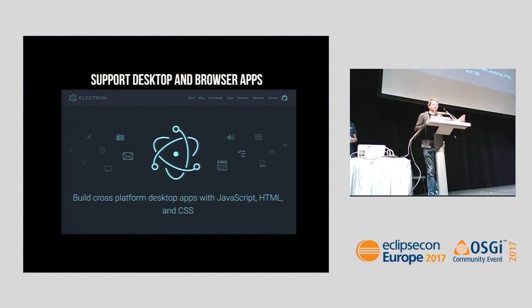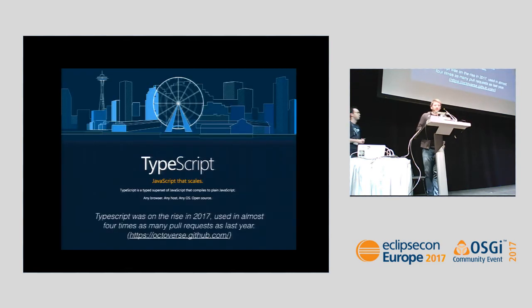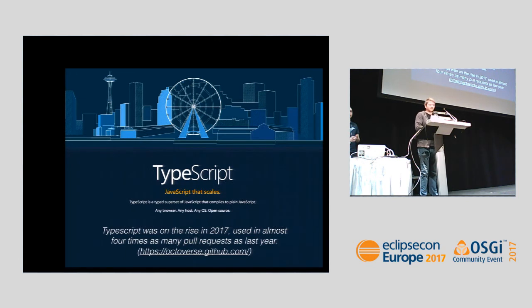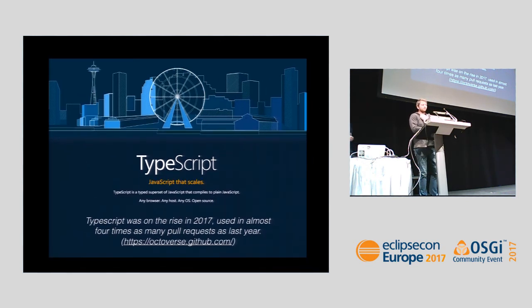We use Electron as a basis for the desktop app. We use TypeScript, which is really very productive. Actually, there is the State of the Octoverse, the GitHub report that came out recently. They said that this year there were almost 4 times as many PRs in TypeScript as last year. So that's quite a good indication, I think.